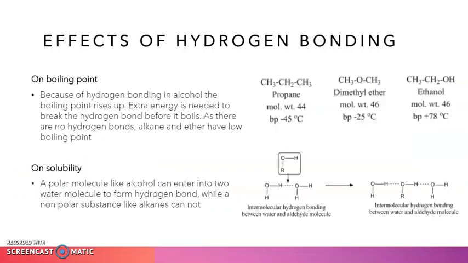Then we will study the effects of hydrogen bonding on certain important properties, that is, on boiling point. Because of hydrogen bonding in alcohol, the boiling point rises. Extra energy is needed to break these hydrogen bonds before it boils. So as there are no hydrogen bonds, alkanes and ethers have low boiling points. You can see an example. As compared to propane and ether, ethanol is exhibiting a higher boiling point.